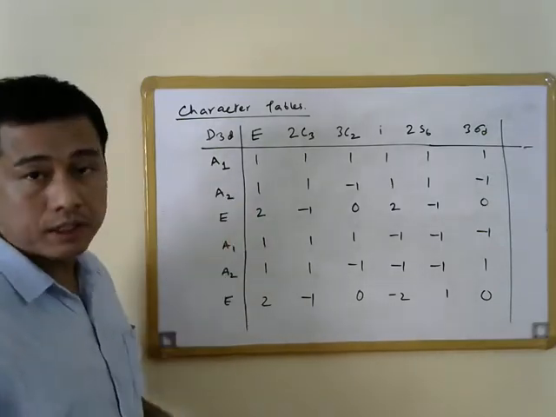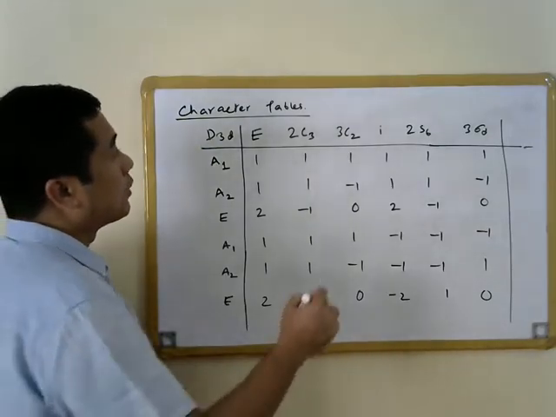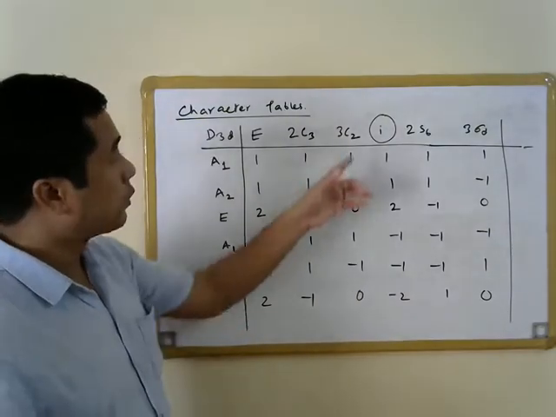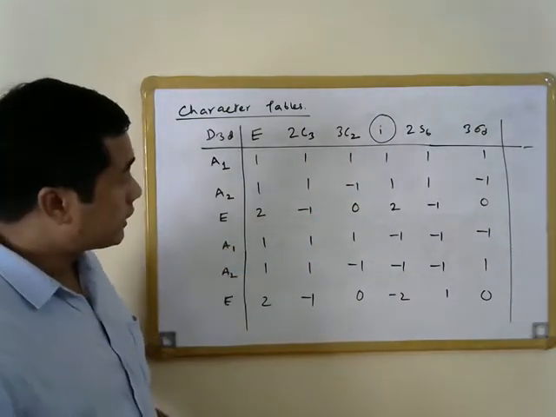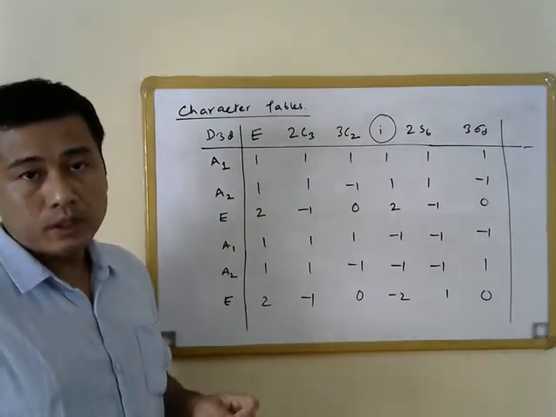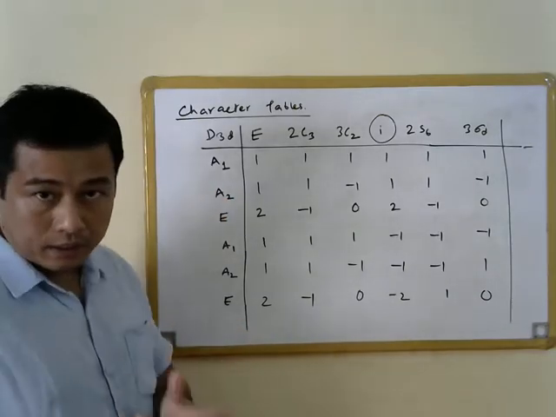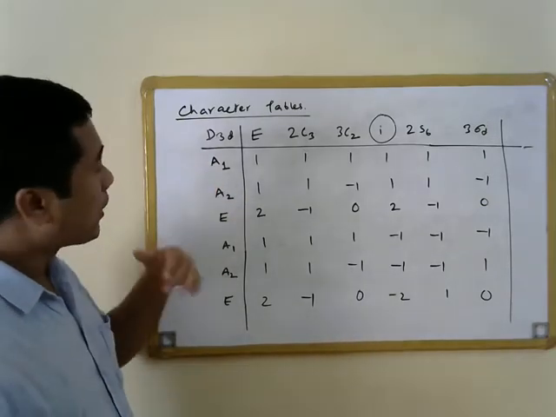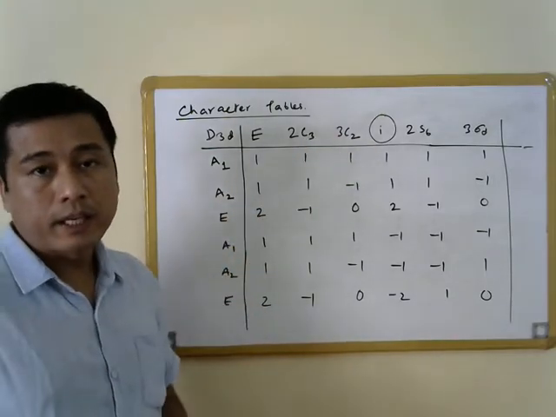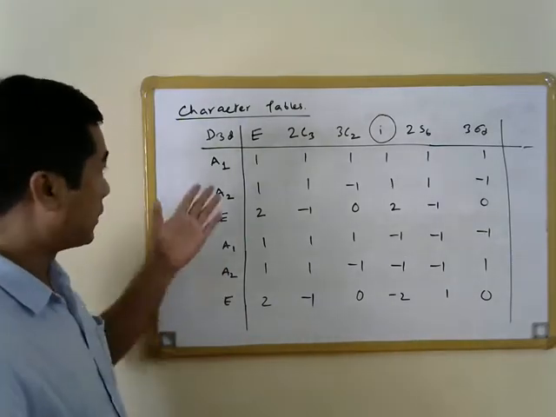And here we do not have sigma h, so we cannot write prime or double prime in this case, and that is why we look at whether the representation is symmetric or anti-symmetric with respect to the center of inversion. If it is symmetric with respect to the center of inversion, then you write subscript g after the symbol, and if it is anti-symmetric with respect to the inversion center, then you write subscript u after the symbol.